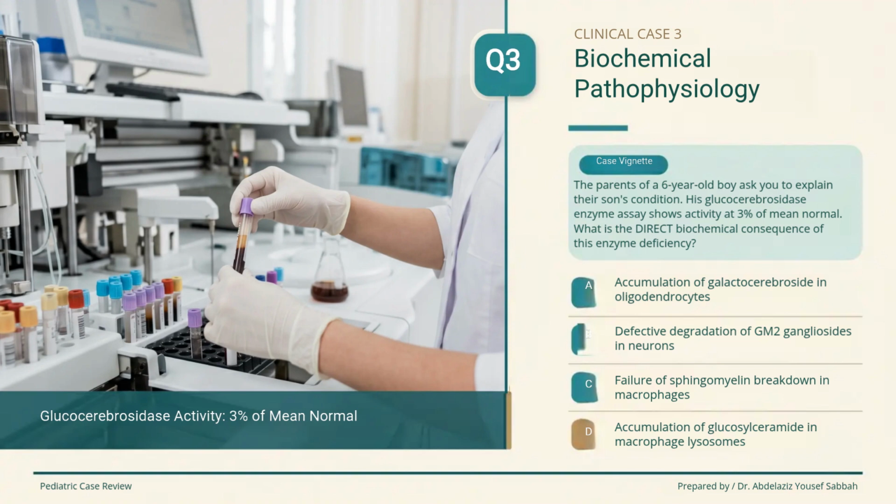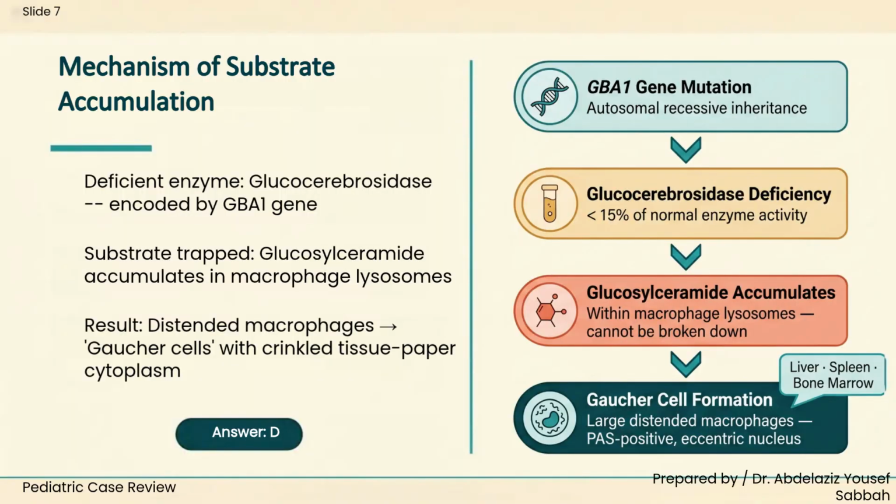Clinical Case 3. The parents of a 6-year-old boy ask you to explain their son's condition. His glucocerebrosidase enzyme assay shows activity at 3% of mean normal. What is the direct biochemical consequence of this enzyme deficiency? Option A, accumulation of galactocerebrosidase in oligodendrocytes. Option B, defective degradation of GM2 gangliosides in neurons. Option C, failure of sphingomyelin breakdown in macrophages. Option D, accumulation of glucosylceramide in macrophage lysosomes. The correct answer is option D, accumulation of glucosylceramide in macrophage lysosomes.